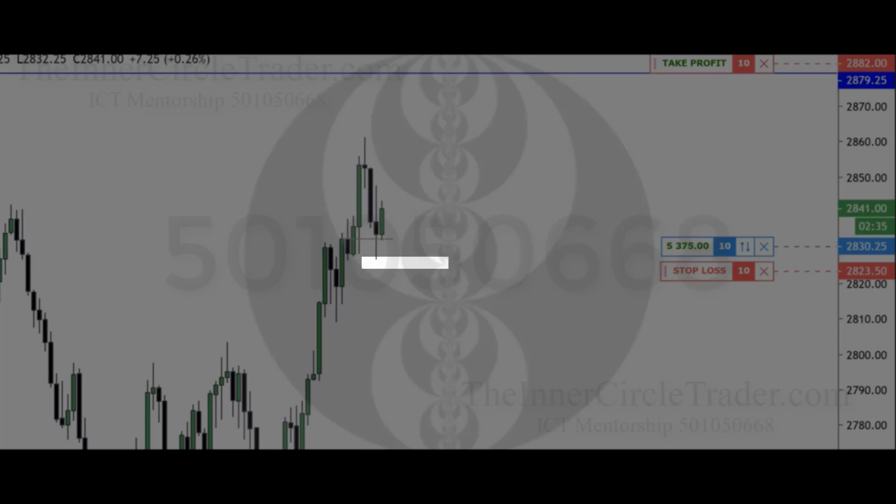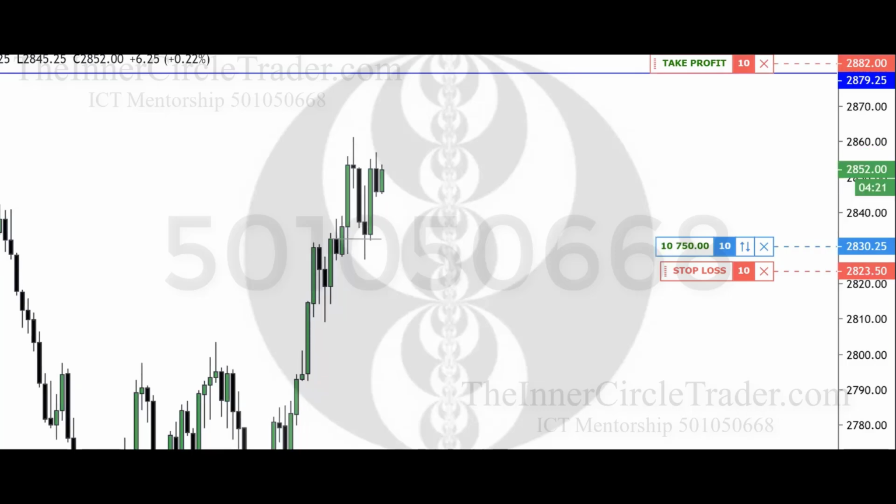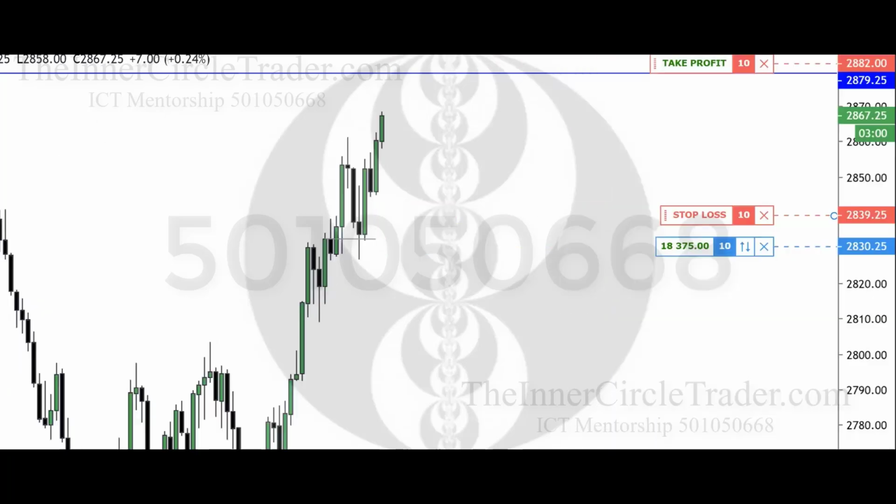The market's coming back down into that bullish order block. The two down close candles here have repelled away from that, and then we're going to be reaching up into that 2882 level.